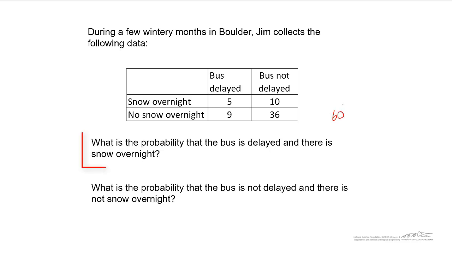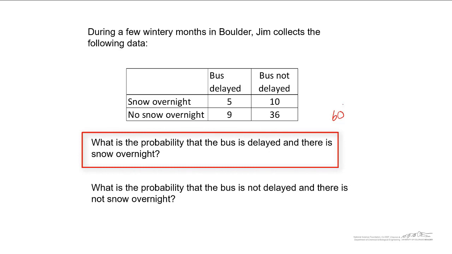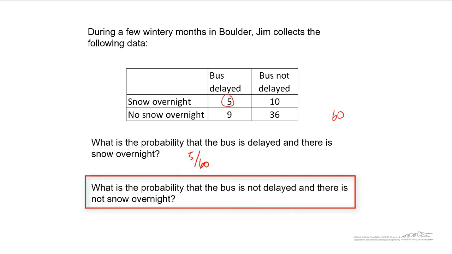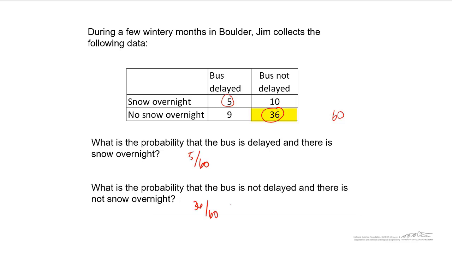Based upon that, what's the probability that the bus is delayed and there is snow overnight? The probability that the bus is delayed and there is snow overnight would be 5 over 60. What is the probability that the bus is not delayed and there is not snow overnight? This probability would be 36 over 60.